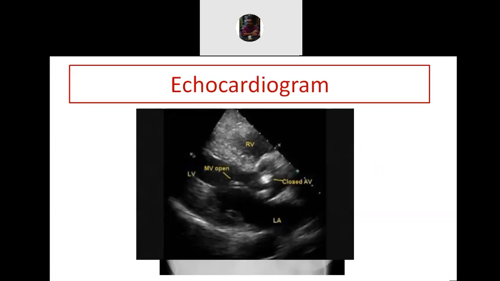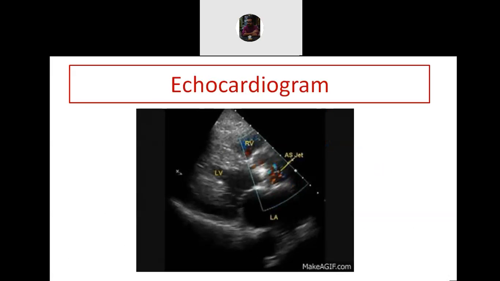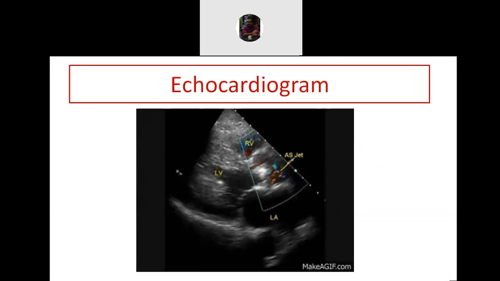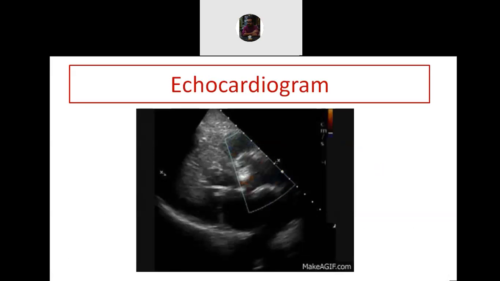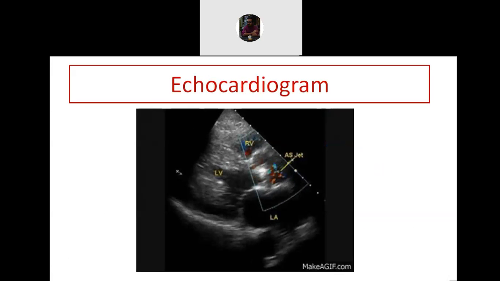BP, whatever you get, you write. There is no prediction in BP here. Technically, although the systolic pressure will be low, you never know if the person is already hypertensive. Then talking about respiration and temperature, whatever you get, you write. These are very basic vital signs.